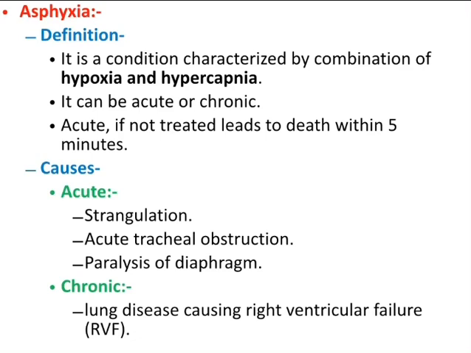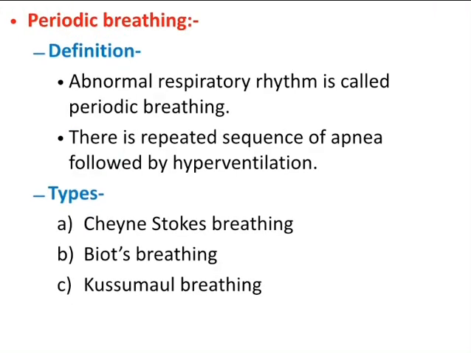Now this asphyxia is too vast of a topic. About its details you will learn in the second year of MBBS in forensic medicine. Next is periodic breathing. It is an abnormal respiratory rhythm. There is a repeated sequence of apnea followed by hyperventilation. If we talk about types of periodic breathing, then it is Cheyne-Stokes breathing, Biot's breathing and Kussmaul's breathing.